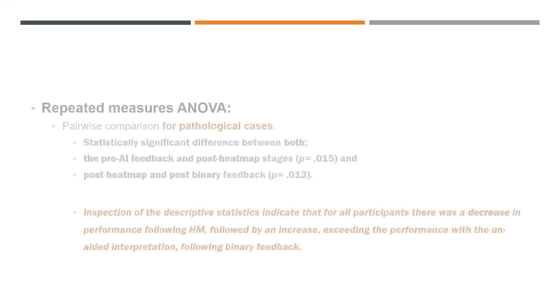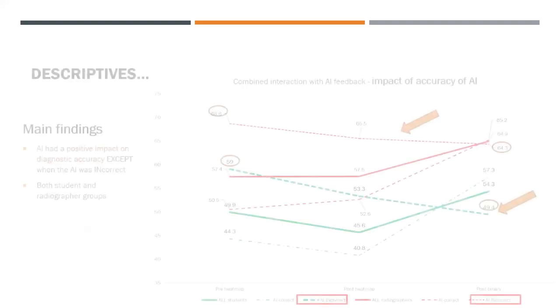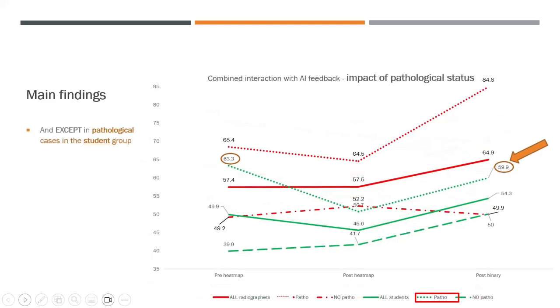In those pathological cases, we actually found that the heat map was detrimental to the user agreement with diagnosis. So it was detrimental to assisting the user towards the correct diagnosis. And then the binary feedback allowed them to recover to a point which was greater than their initial opinion. So there was a bit of correction there, but the heat map had a detrimental effect rather than a positive effect in the users.